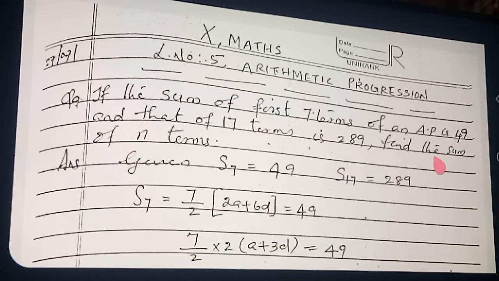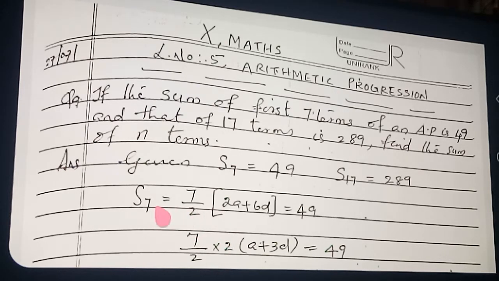So for finding out the sum of n terms, you want to know very clearly, we always need a and d, the first term and the common difference. So applying the S7 formula, you will get an equation. Applying the S17 formula, you will get another equation. Solving those two equations, we will get the answer. Okay, so the teacher has already written the S7 short formula here directly.